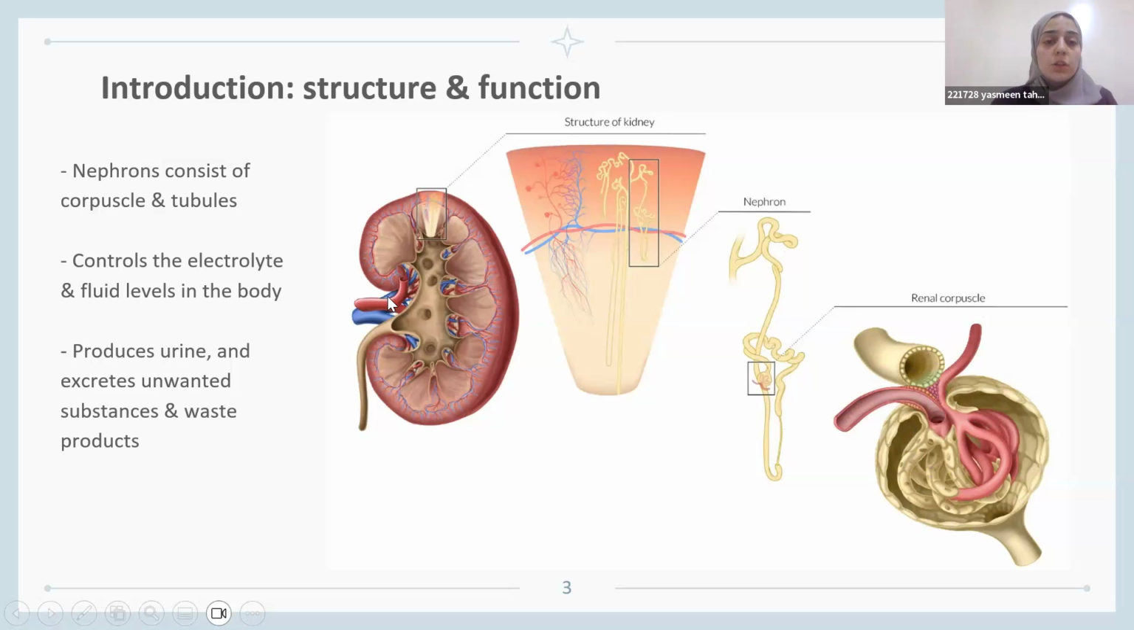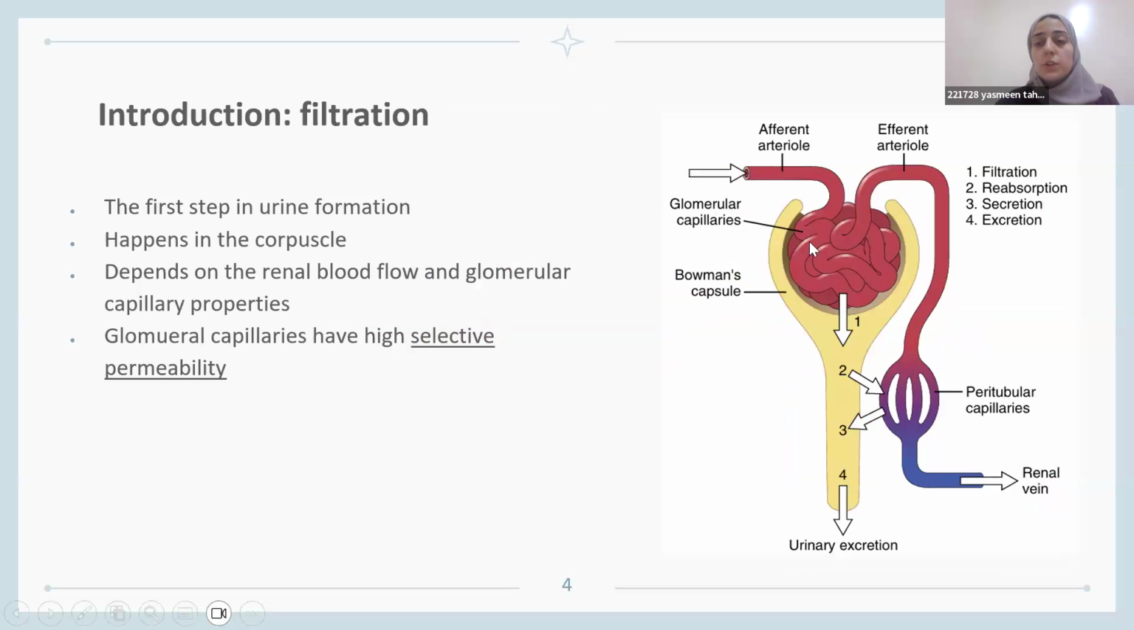So the main function of the kidney we know is to produce urine, and by producing that urine, we will have a balance of the electrolyte and fluid levels of the body. We will be excreting unwanted substances and waste products. As I mentioned, urine production is the main way of doing all of these important functions. So today's lecture is about filtration. Filtration is the first part of urine production and the first part of all of these steps and all of these benefits of the urine and the kidney function.